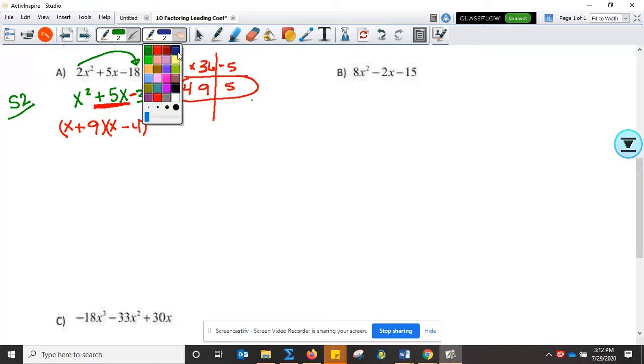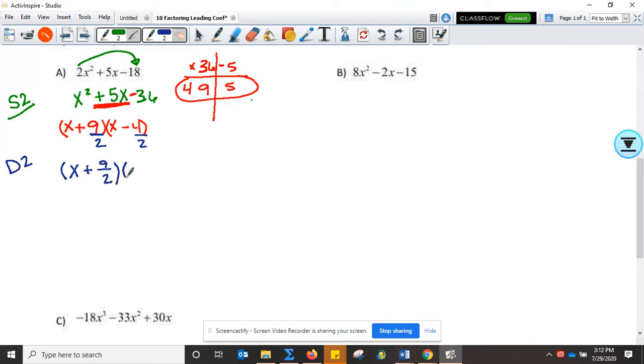Now I'm going to divide. And I'm dividing by what I slid. That's why I like to write these over here. So I'm dividing here by 2 and here by 2, and reducing. So I have x plus 9 halves and x minus 2. So I slid and I divided.